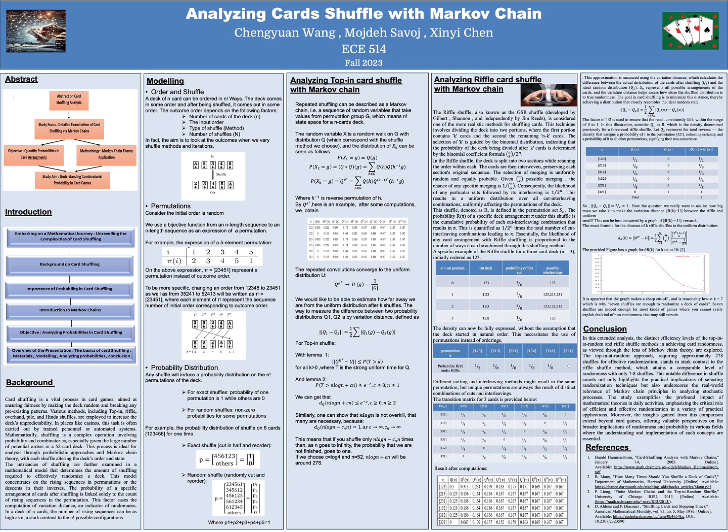And for top-in shuffle, we have lemma 1: the variation distance is less than or equal to the probability that the strong uniform time is bigger than k, for all k bigger than 0. And also lemma 2 here, as the diagram shows.